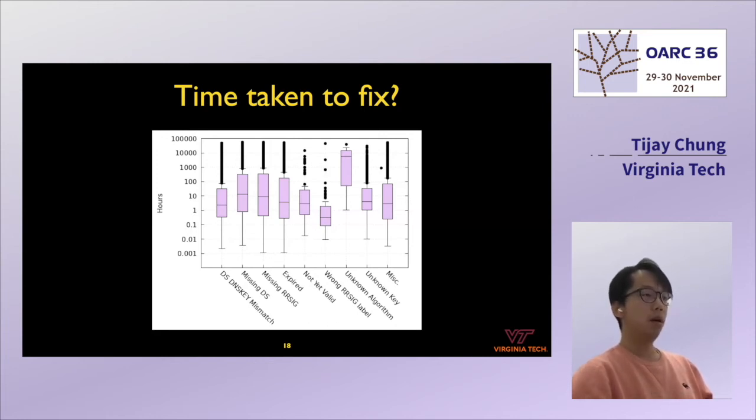The error that shows the longest time is the one where the algorithm number is not defined in the RFC, so it is rarely fixed. After that, we can also tell the missing DS record is the second-ranked error that takes the longest time.